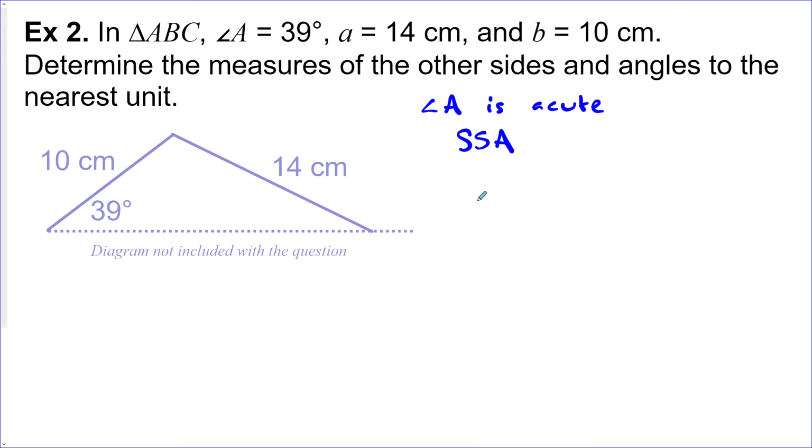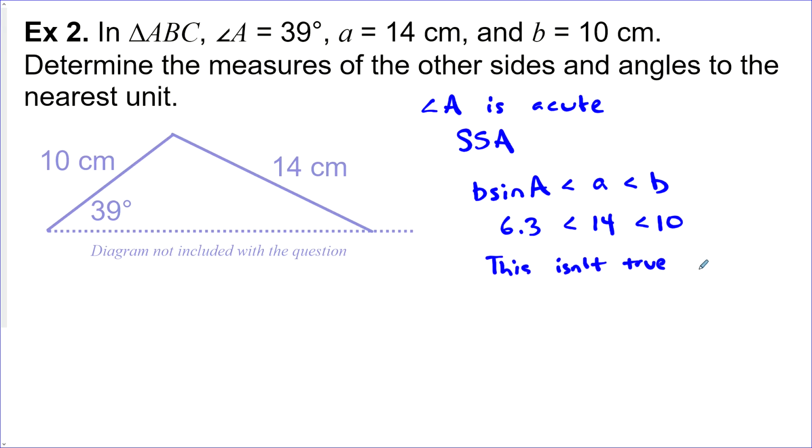We want to check if the height, or B sine A, is less than A, and that is less than B. So B sine A is 6.3, A is 14, and B is 10. So this isn't true. Therefore, no ambiguity. So solve this like normal.